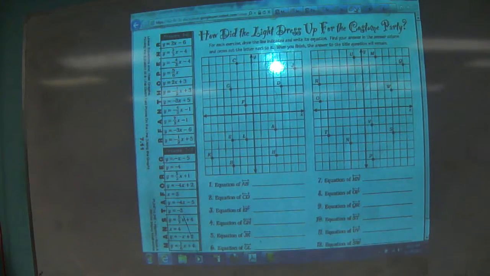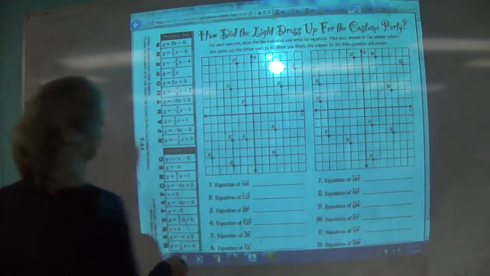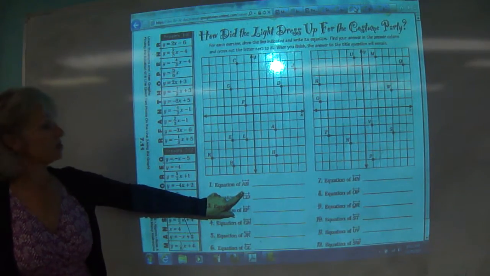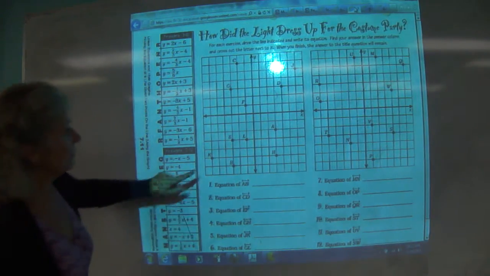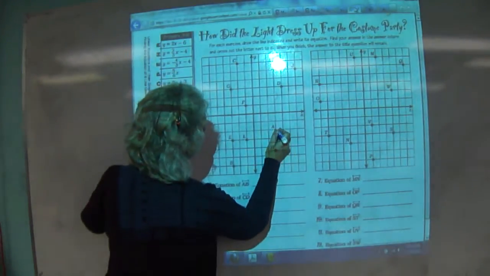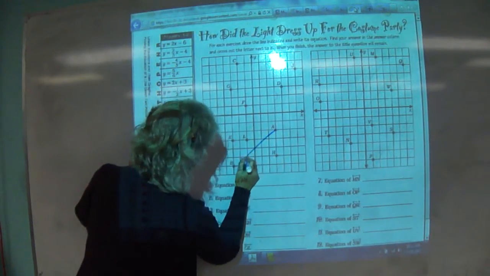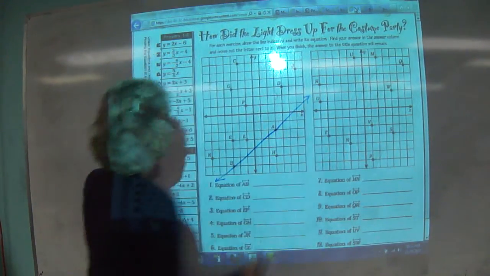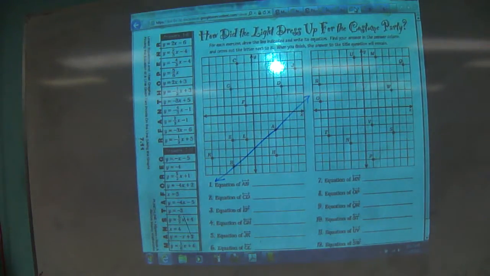All right. What we're doing is we are identifying lines. For instance, we have the equation of AB. So here's A and here's B. First thing you do is you draw the line. Once you have the line drawn, we're going to have to identify the equation.